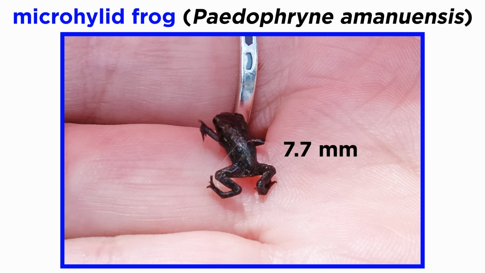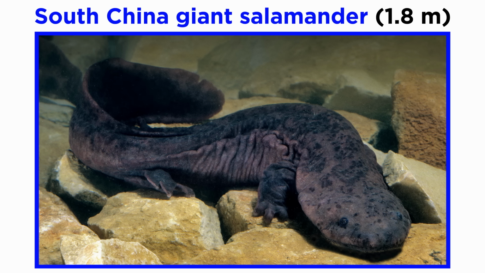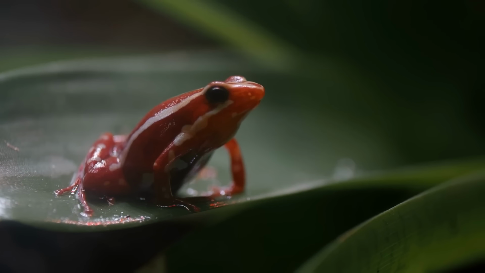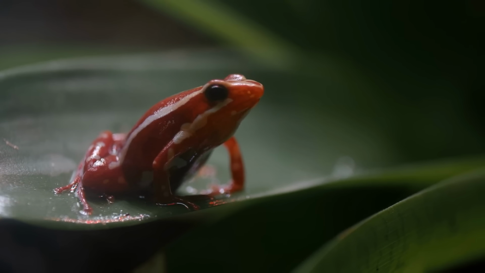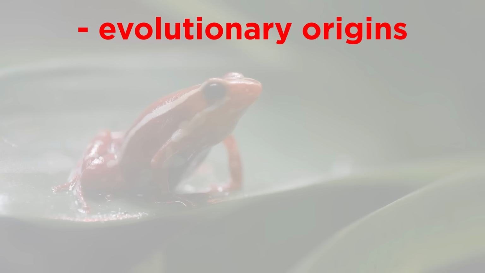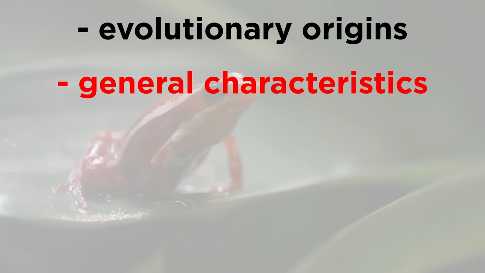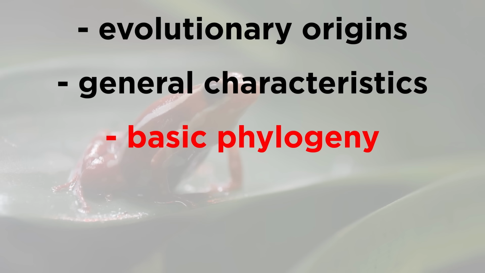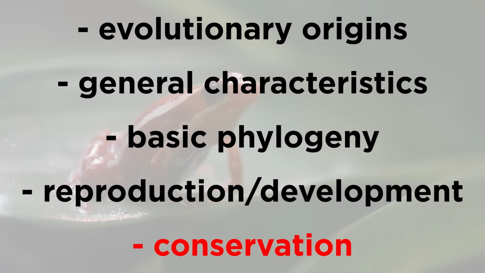Modern amphibians range in size from the 7.7 mm long microhylid frog, Pedophryne amanuensis, that was discovered in 2012, all the way up to the 1.8 meter or 5 feet 11 inches long South China giant salamander. In order to better study the amphibians, we will split their form and function into two tutorials. In this tutorial, we will go over their evolutionary origins, general characteristics, basic phylogeny, reproduction and development, and conservation.